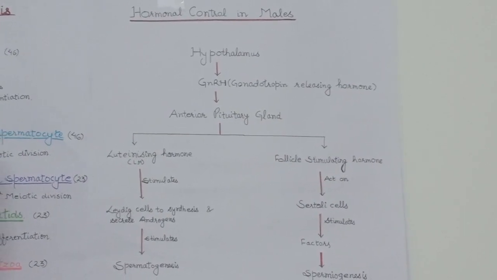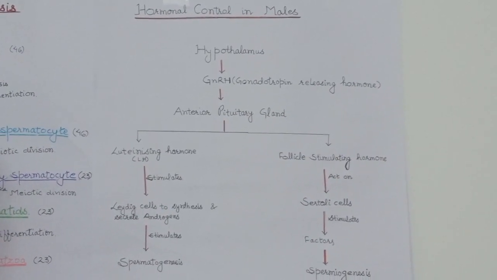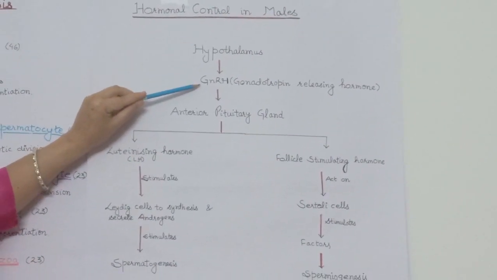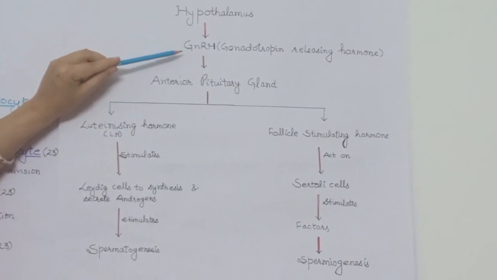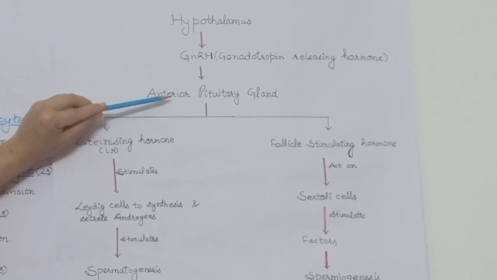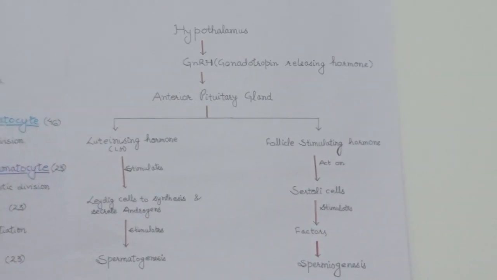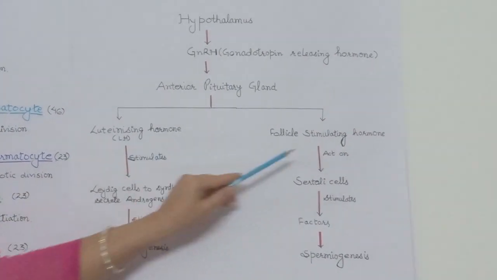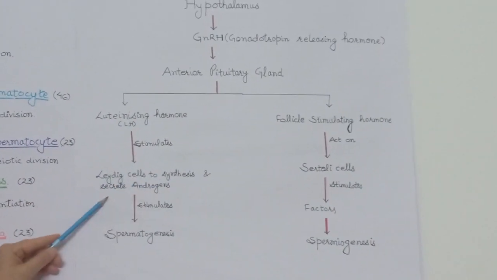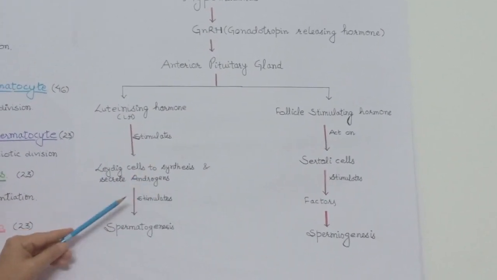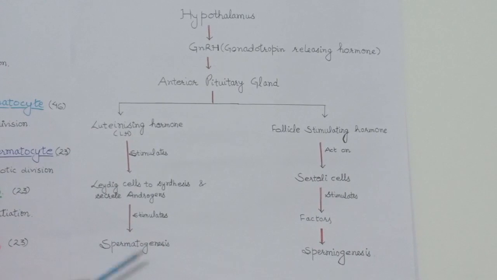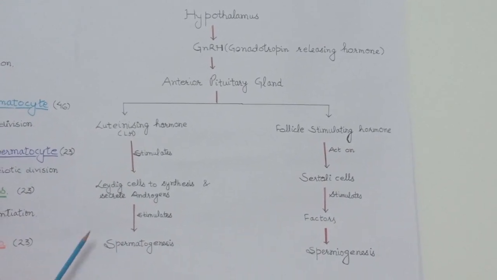The process of spermatogenesis starts at the age of puberty due to a significant increase in the concentration of gonadotropin releasing hormone from the hypothalamus. Now this gonadotropin releasing hormone acts on the anterior pituitary gland and stimulates the secretion of 2 gonadotropins, that is luteinizing hormone and follicle stimulating hormone. The luteinizing hormone stimulates the Leydig cells to synthesize and secrete androgens. Now these androgens stimulate the process of spermatogenesis. Spermatogenesis means the formation of spermatozoa from spermatogonia.